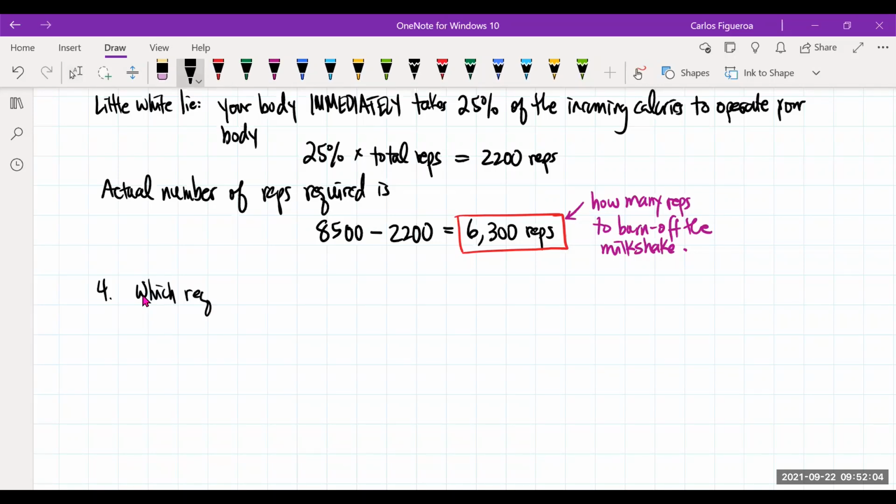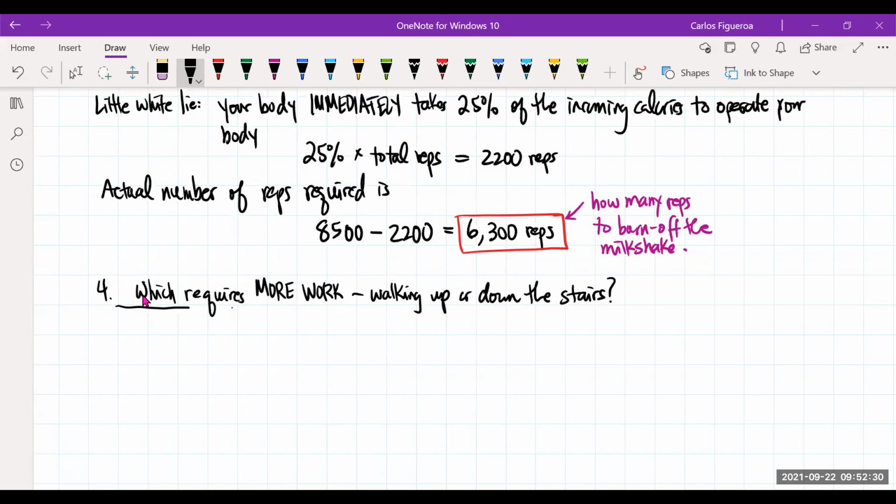which requires more work. Walking up or down the stairs.